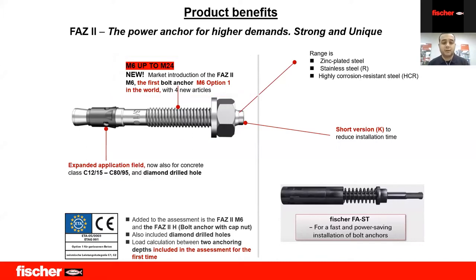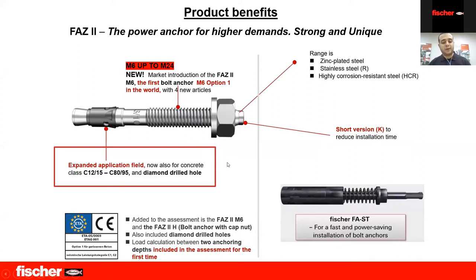The other main advantage is that it already has a short version, called FAZ II K, which reduces the installation time and still gives good load values. The third point is that it has an expanded application field. The anchor is taken to another level: we can start from very minimal concrete strength, from C12/15, and it has that approval. It can work in that very low-strength concrete and reach up to the highest-strength concrete in the market. It is also allowed to be fixed in a diamond drilled hole, which is the only anchor that can do such a thing, because usually a diamond drill hole is not suitable for this kind of expansion anchor.